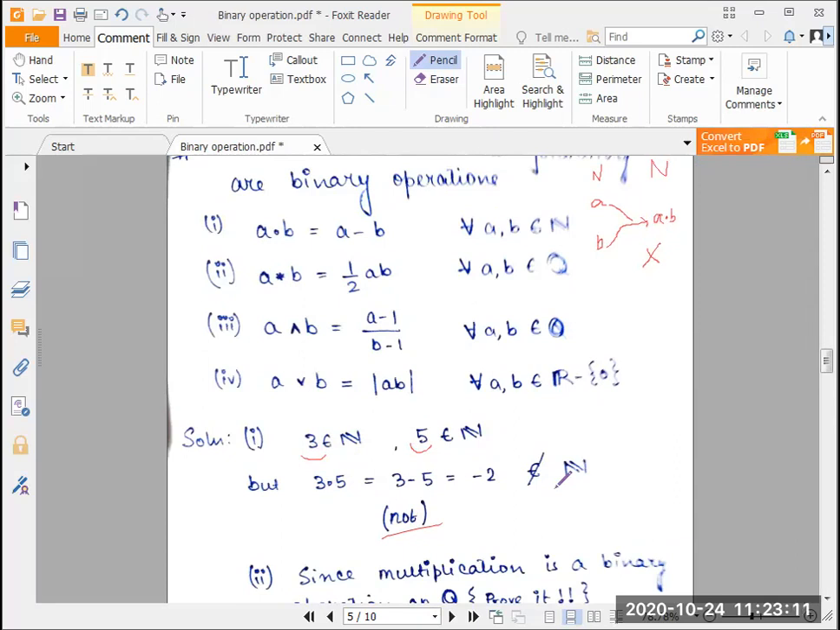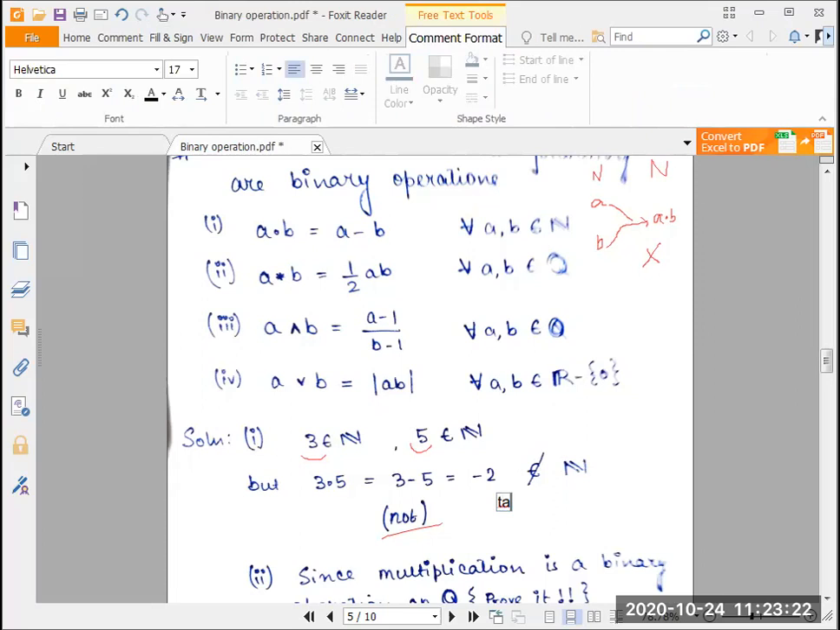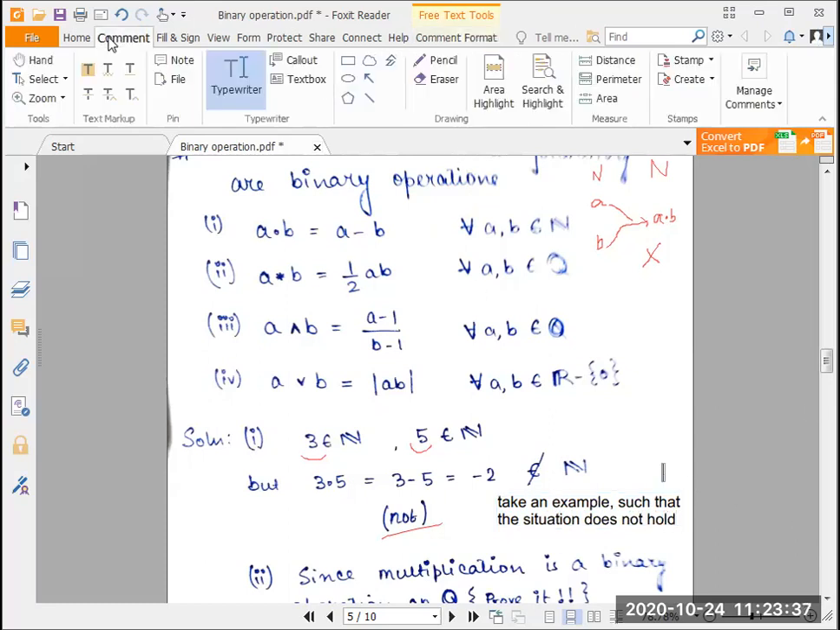So we need to take an example such that the situation does not hold, so that the operation cannot be called a binary operation. That needs to be kept in mind. So here I want to write that we need to take an example such that the situation does not hold. That will help us to disprove the claim that this is a binary operation. So that's how we can do the sum.